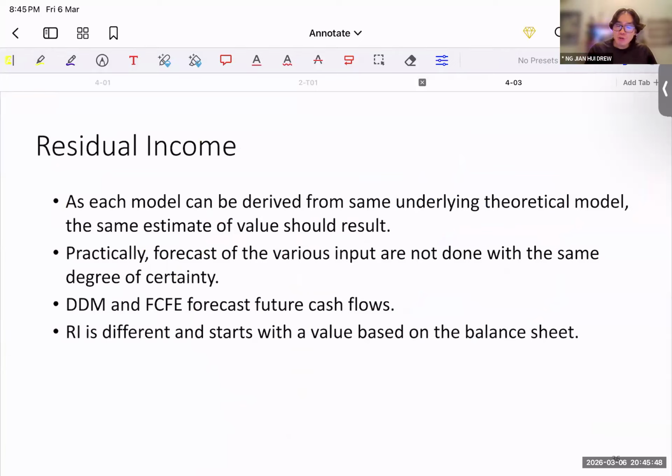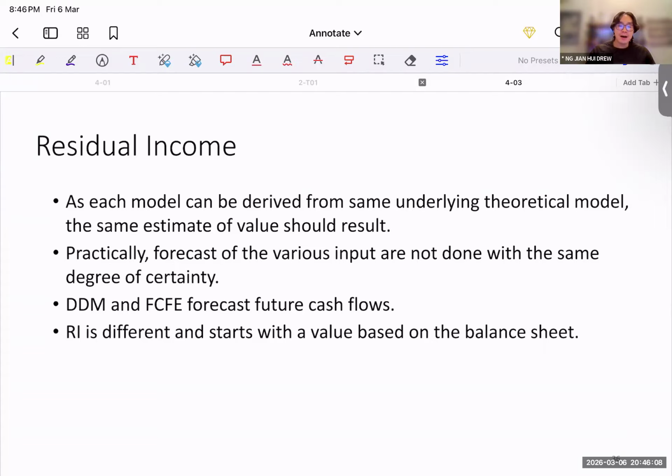So, just some commentaries on residual income. We'll have one example in a little bit, but just some commentaries. The residual income model is theoretically the same as the underlying model, such as the DDM. If you don't remember why, in lecture 2 we also explored the proof of why it's the same. So, you can have a look at that.